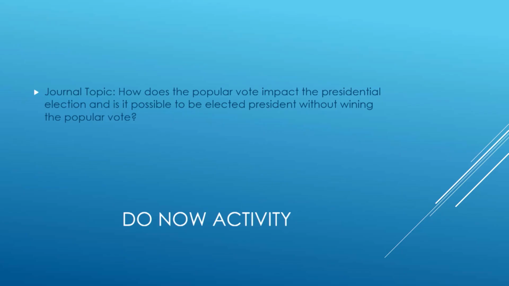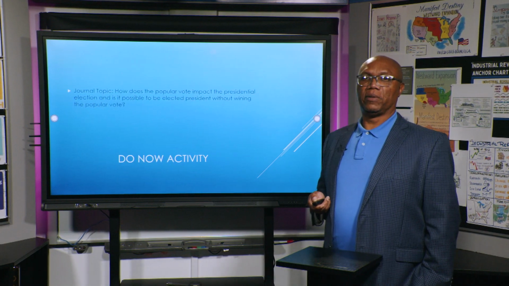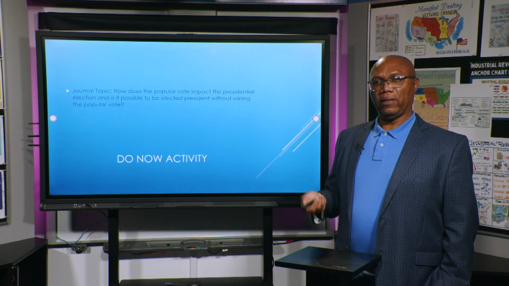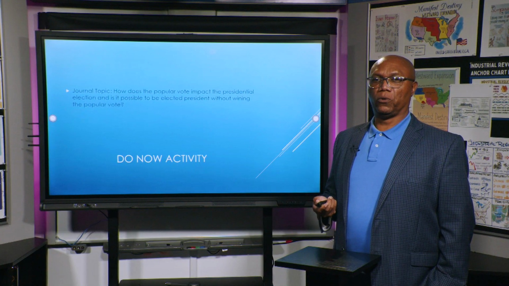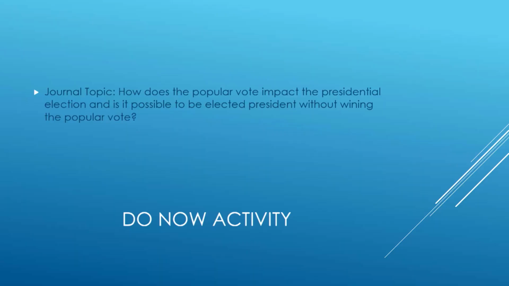We're going to look at our journal topic today. And once again, if you have a journal, what you should do, of course, is write down these types of questions and vocabulary that comes up in a few moments, because they can be very valuable resources to you when it comes to taking the MAP assessment. The journal topic is: how does the popular vote impact the presidential election, and is it possible to elect a president without winning the popular vote? We'll give you a couple of moments to look over that question, and then we'll come back in a few minutes and talk about what the possible answers could be.